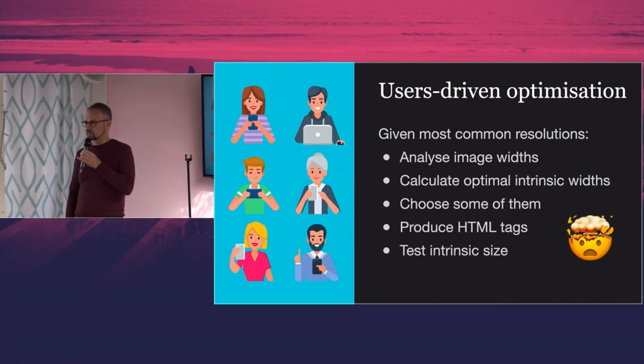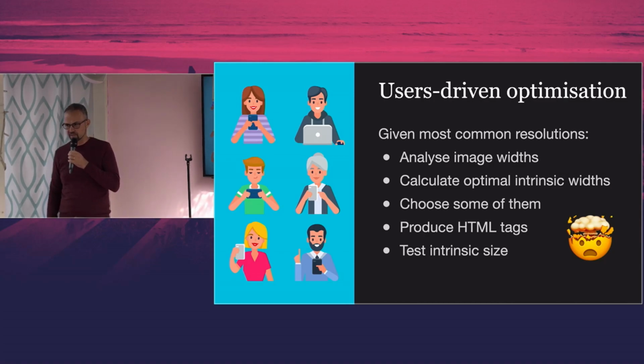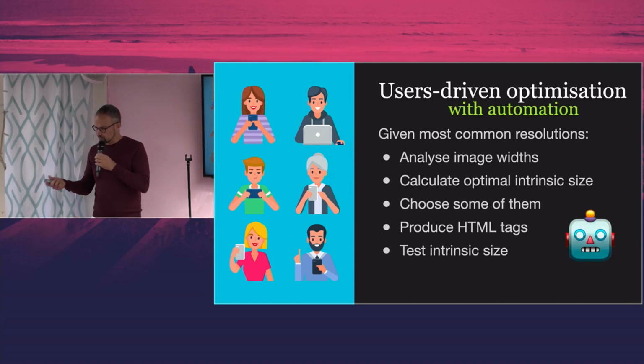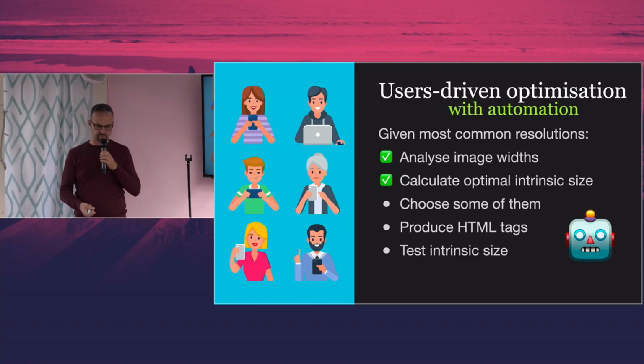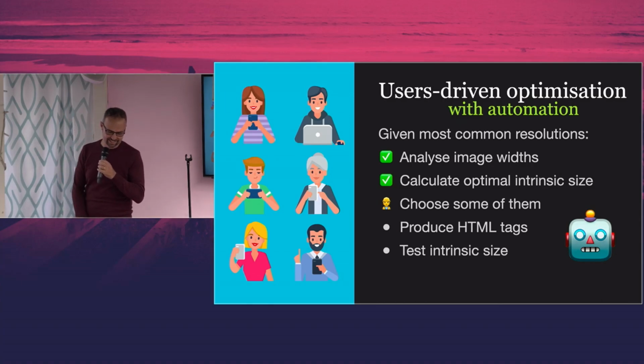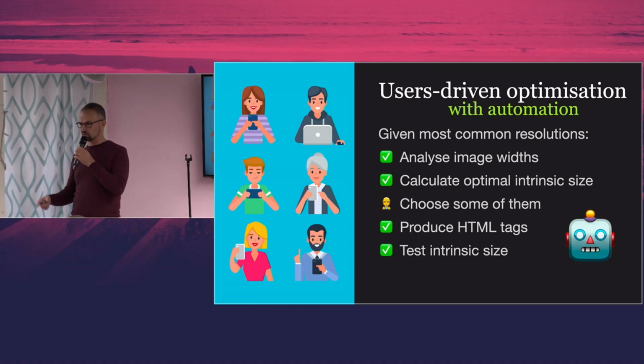That's mind-blowing to do manually, right? I did it manually for many of our websites, but then I got sick of doing it manually, and so I automated it. In the automator that I'm going to present to you in a few moments, we can analyze the image width automatically. We can calculate optimal image width automatically. We have to do some manual work, which you're not going to like, but it's something you need to do. Otherwise, we can produce the HTML tag automatically and also test that the intrinsic size downloaded at every resolution is the one that we expect.